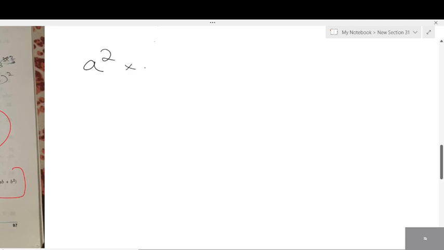Now a square multiplied by a to the power of 4. What do you mean by product law? When do you get product? When you multiply two things, you get product, right? So remember this concept. Whenever you multiply, when the base is same, take base.